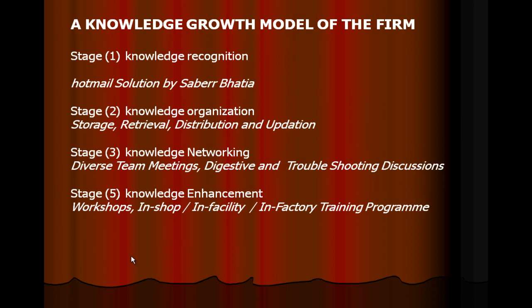Fine, I was talking about the model associated with the knowledge based growth of a firm. So what is that model all about? As displayed in the visual, you can find there are 5 stages involved in this model. The first one is called knowledge recognition. A firm or a company has to recognize the key processes. They have to capture the knowledge and document it properly.